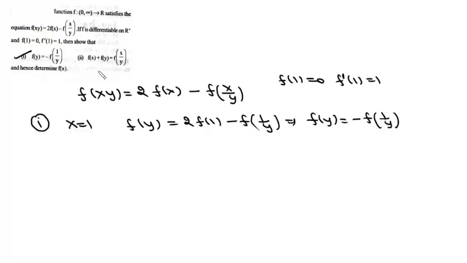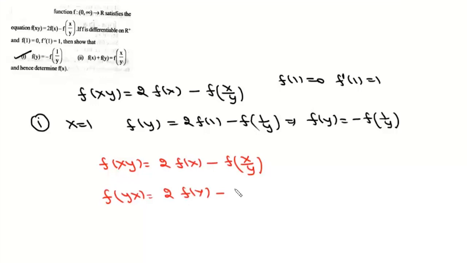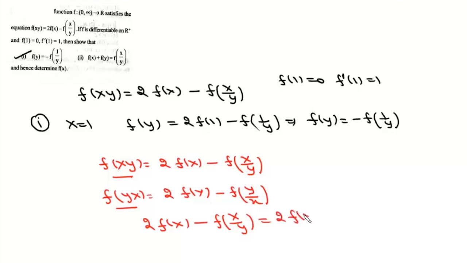Now second is to prove that f(x) plus f(y) equals f(x upon y). Now we are given that f(xy) equals 2f(x) minus f(x upon y). Now if we interchange x and y, we can write f(yx) as 2f(y) minus f(y by x). Now if we equate these two, then we can write 2f(x) minus f(x upon y) is equal to 2f(y) minus f(y by x).